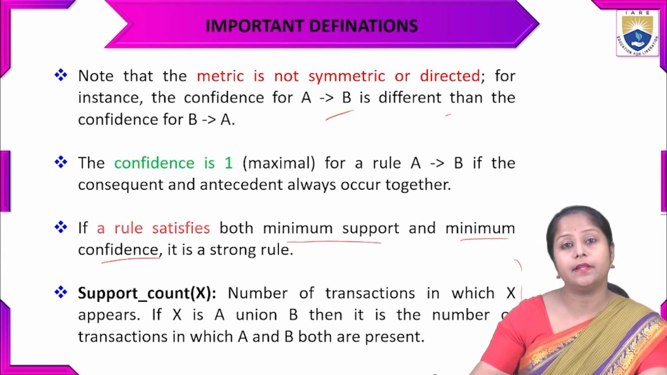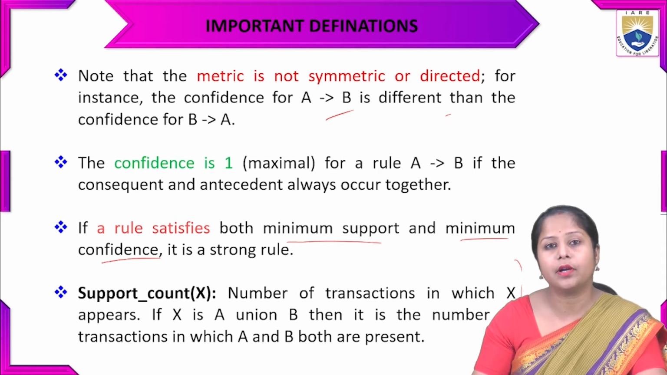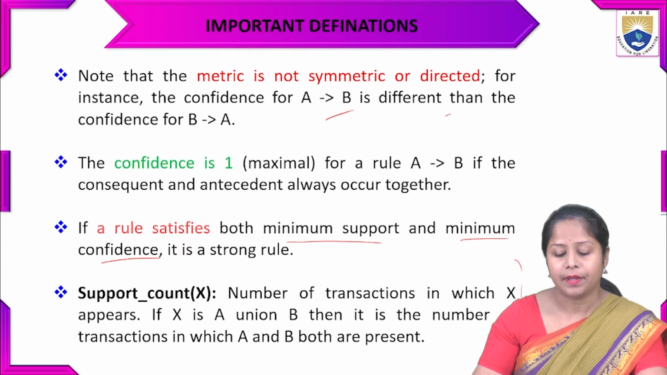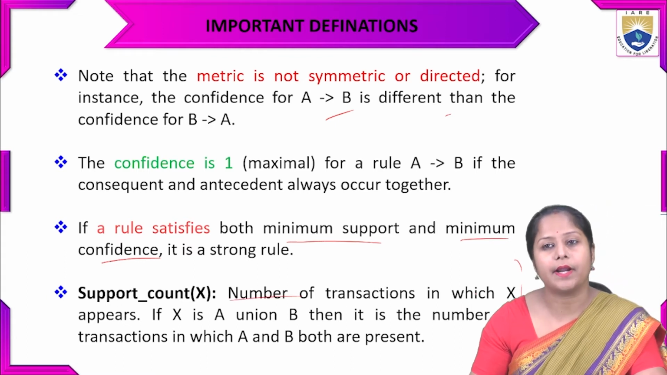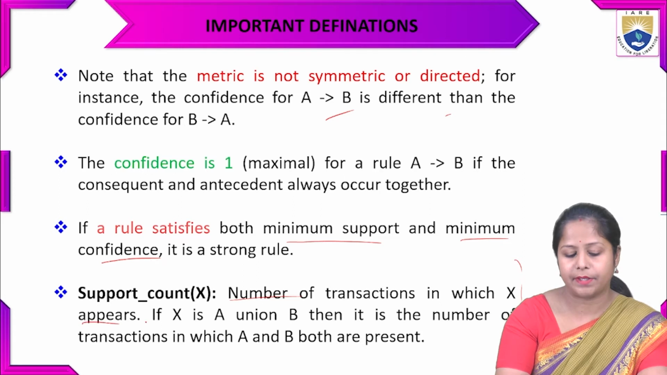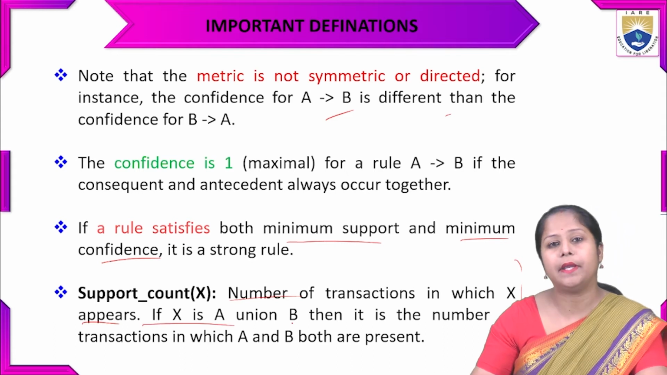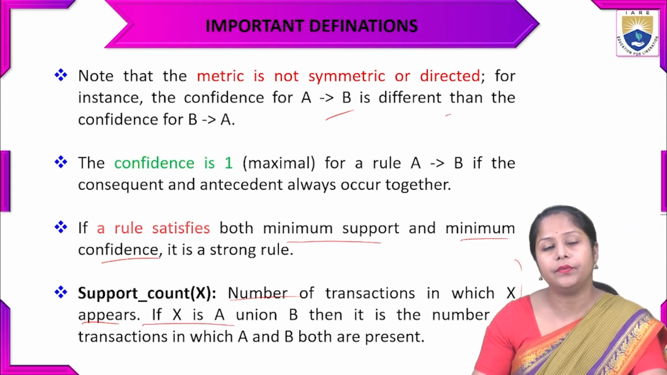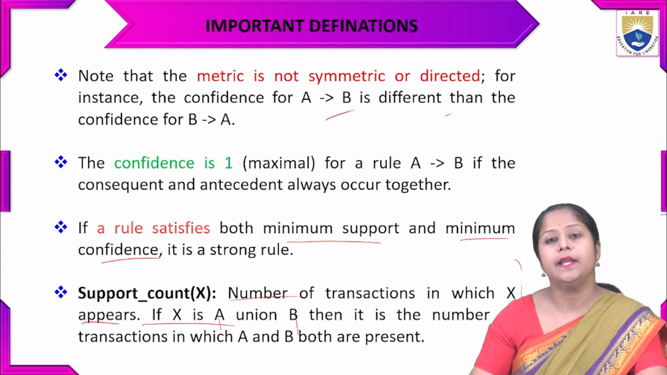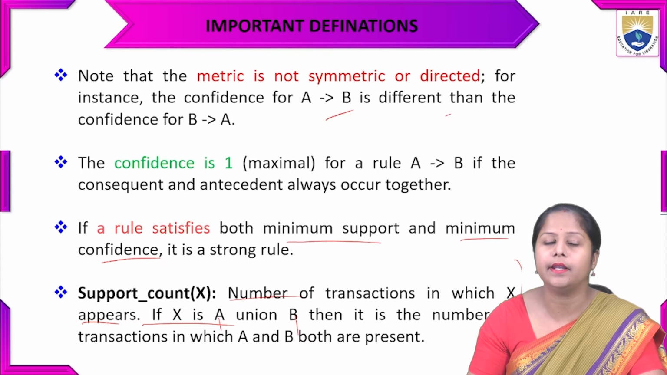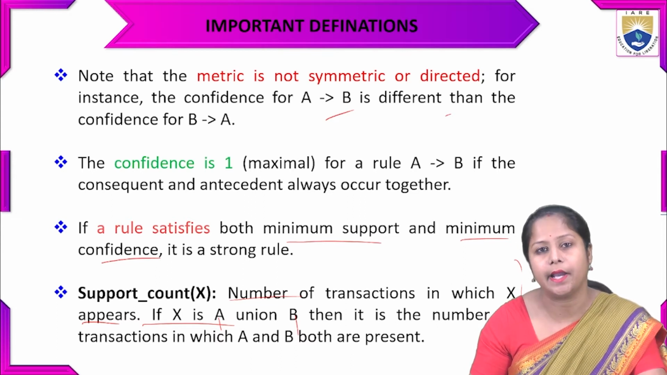So here we have seen the term support count. What is the support count of any item set? That is nothing but the number of transactions in which X appears. X item set will be there in that set. So if X is A union B, then if there is a frequent item set in both of the item sets A and B, right? Then it is the number of transactions in which A and B both will be present in the item set.